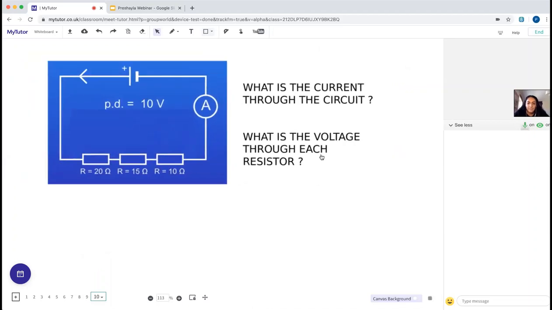Similar kind of question, but this time you're not given the current, okay? So the first step is to find out what the current is through the circuit. So I'm going to give you a minute for this one. So what is the current through the circuit?